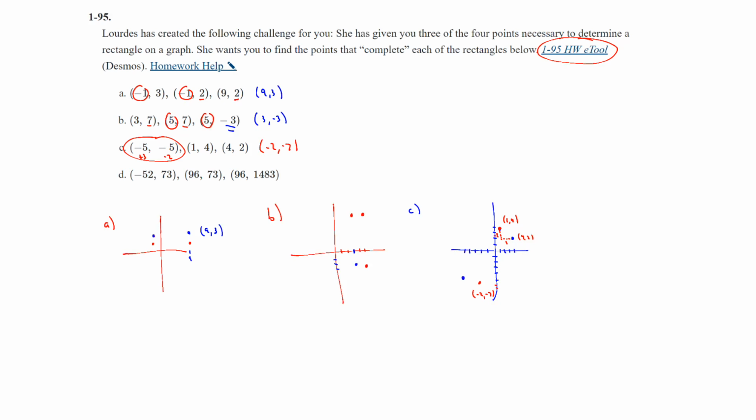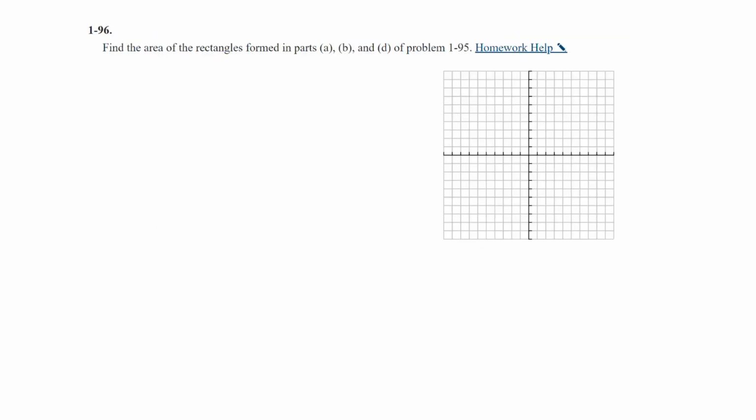And then on part D, we noticed that the 96s are the same, similar to A and B, and the 73s. So therefore, my fourth point on this one would need to be negative 52, comma, 1483.